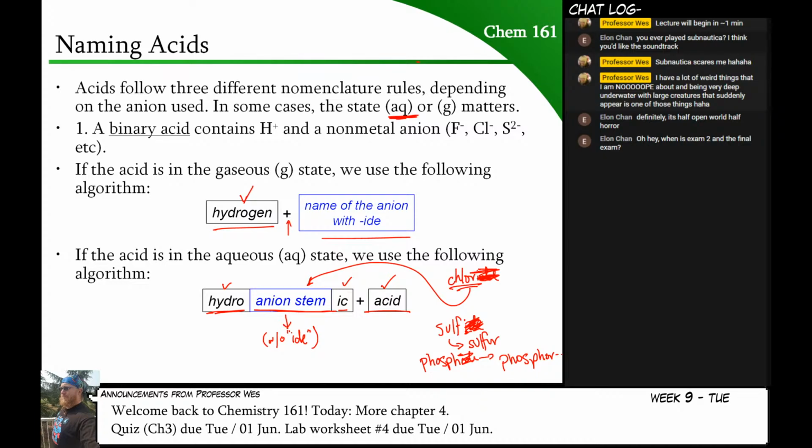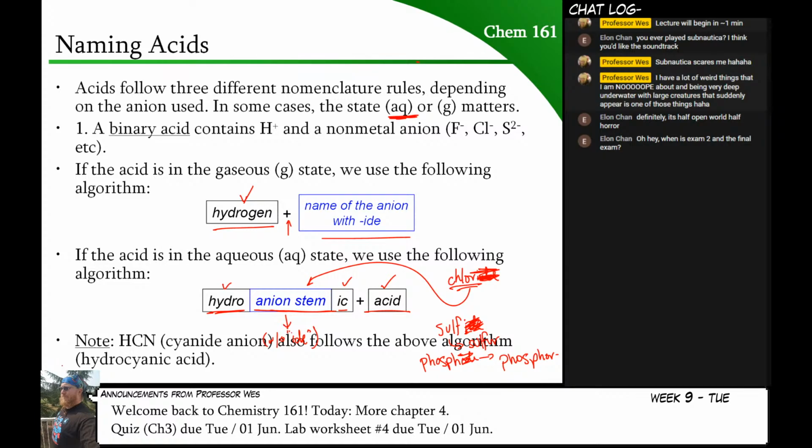Other than that, all the stems just drop ide. And that would be how you name these. Now, these are for binary acids, so you're not going to see things like H2SO4 as a gas named like a gas. Those are just named sulfuric acid for some reason. But if you have a binary acid, check the state first of all, and then apply the correct rule. So I have some examples on the next slide.